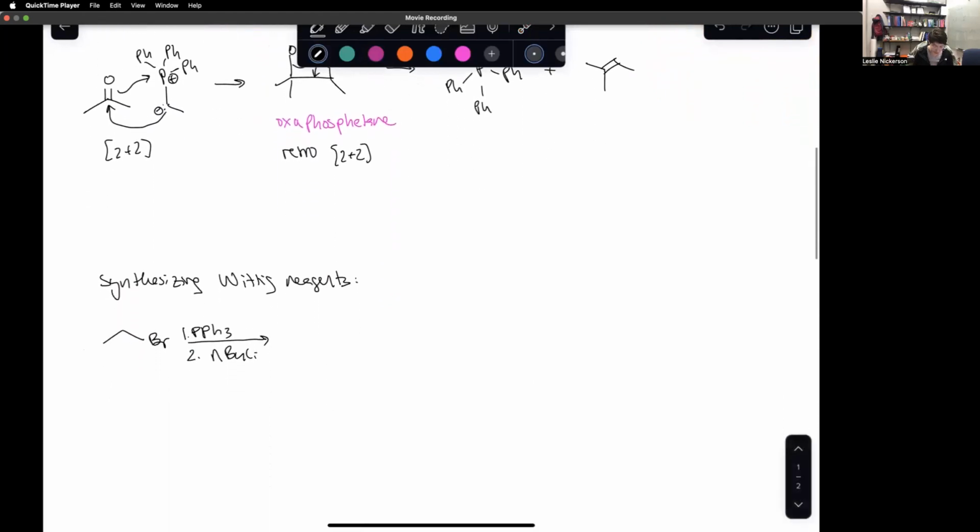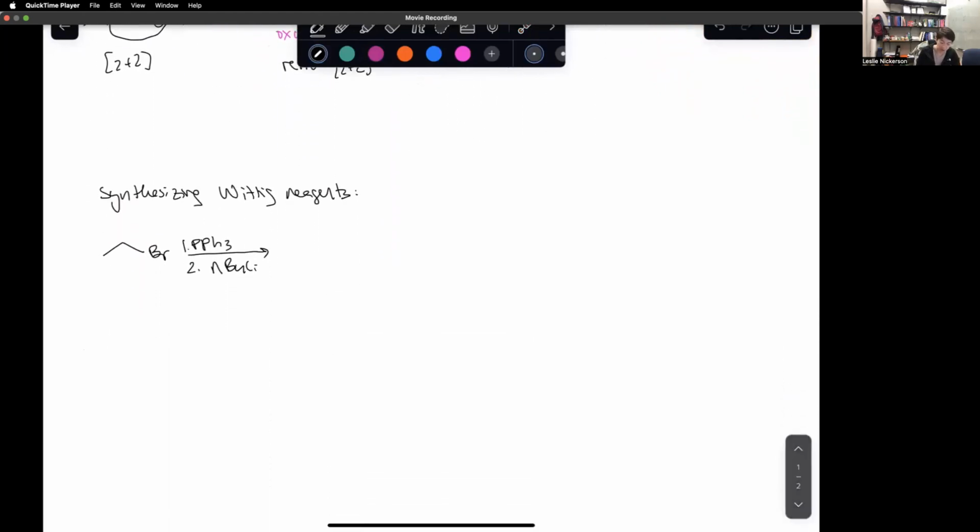All right, so to synthesize Wittig reagents, it's pretty straightforward. All we need is triphenylphosphine and some sort of alkyl halide.